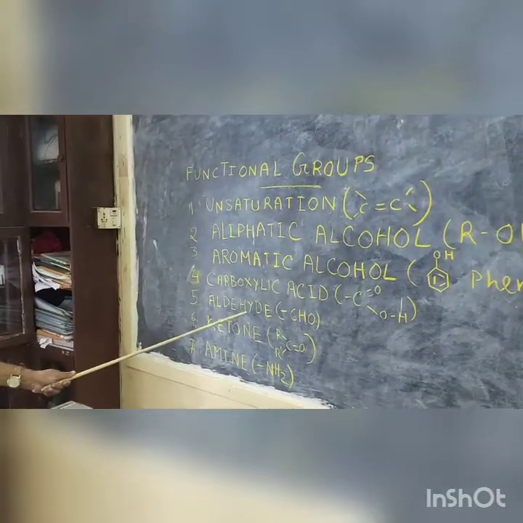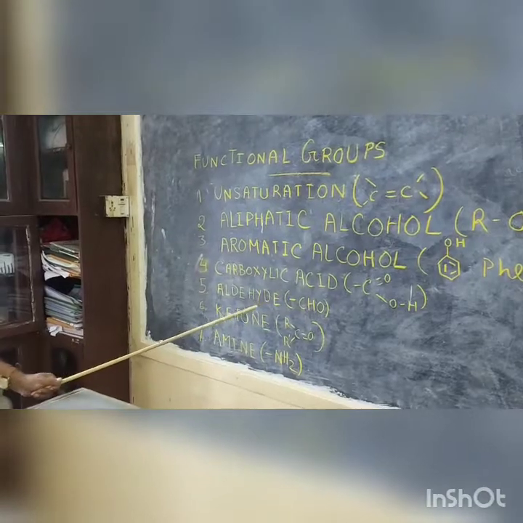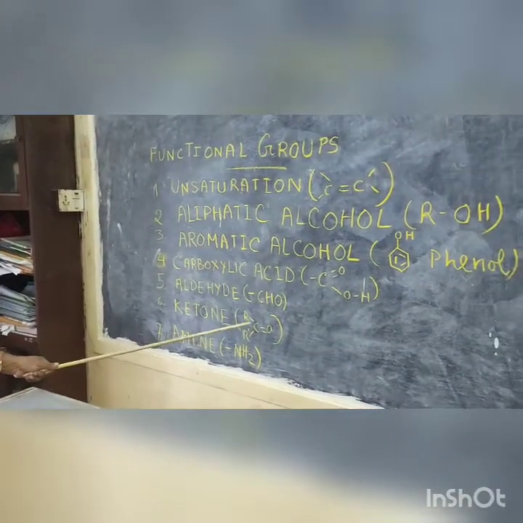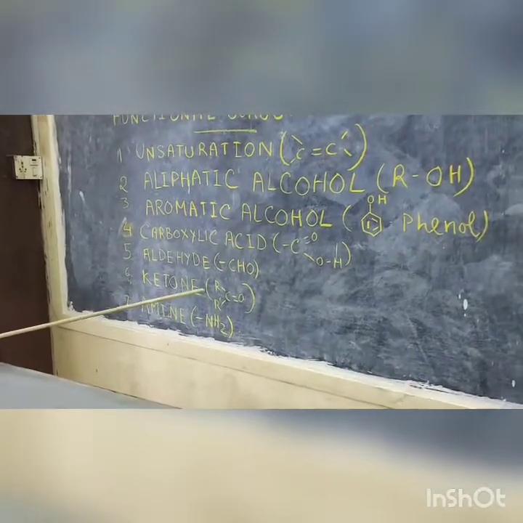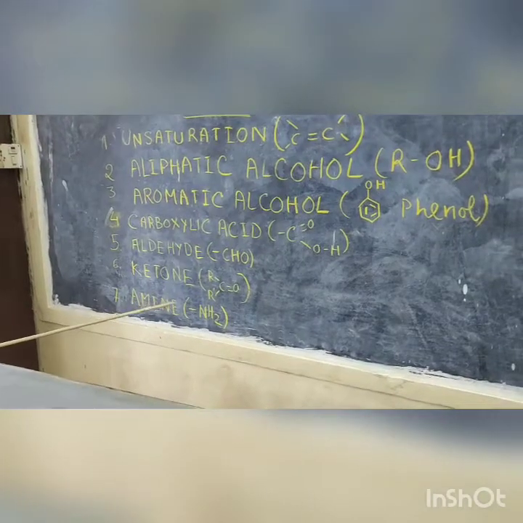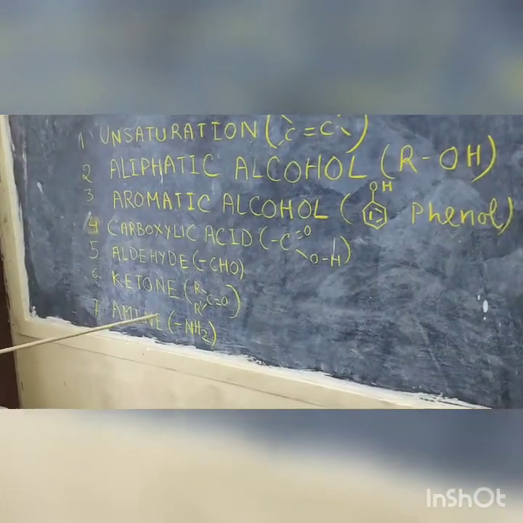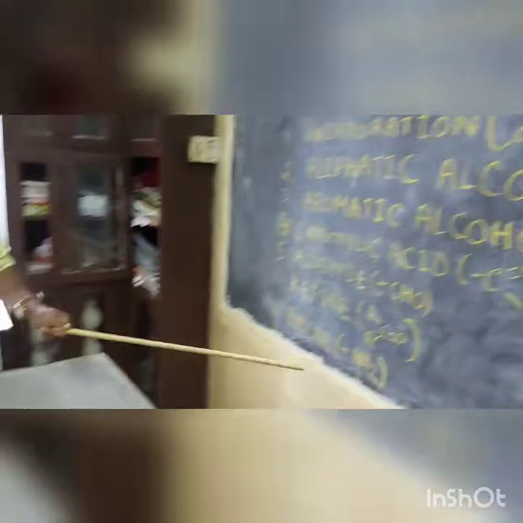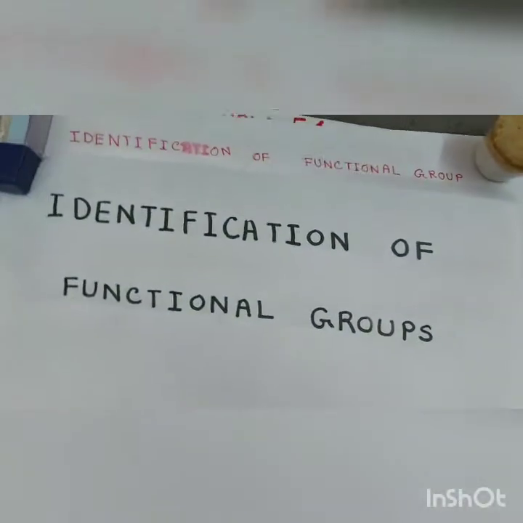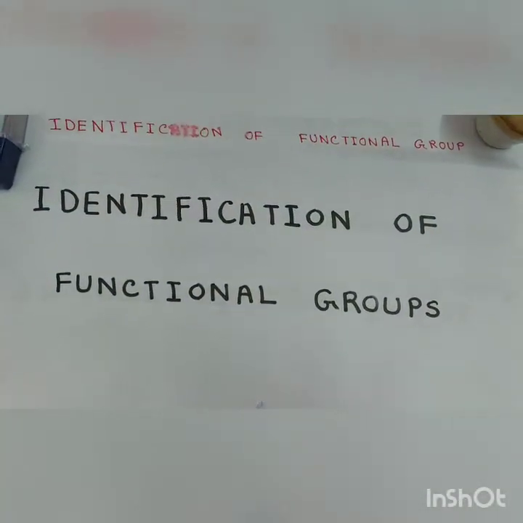Fifth one, aldehyde, CHO. Sixth one, ketone, C=O, carbonyl group. Seventh one is NH2 group or amine. These are the 7 functional groups we have got in your syllabus. Now I would like to show you.